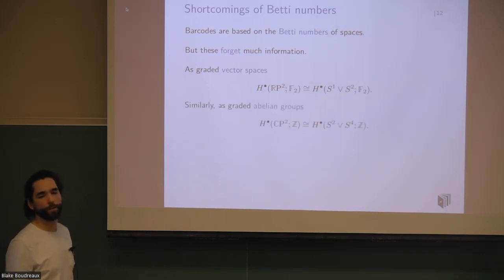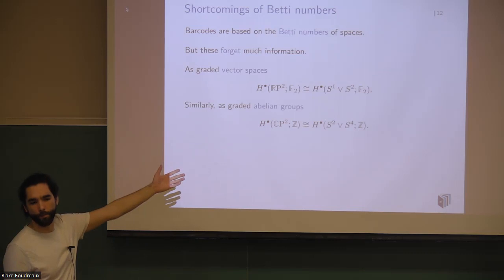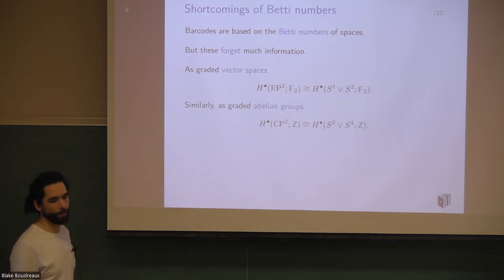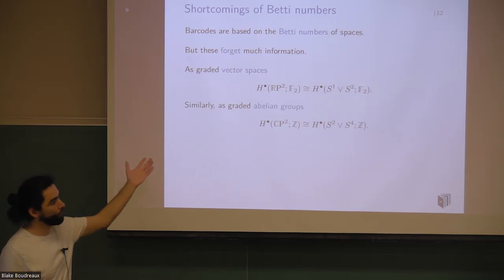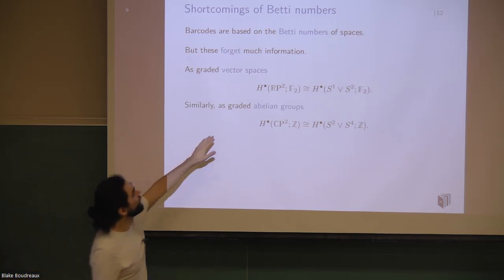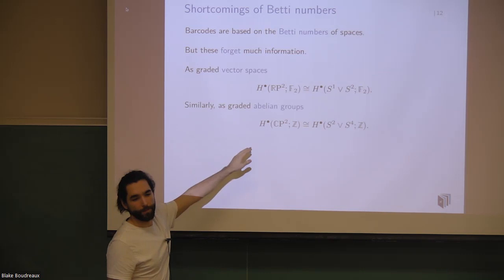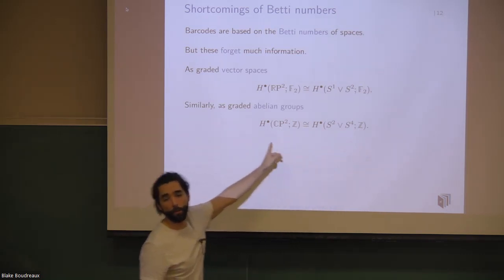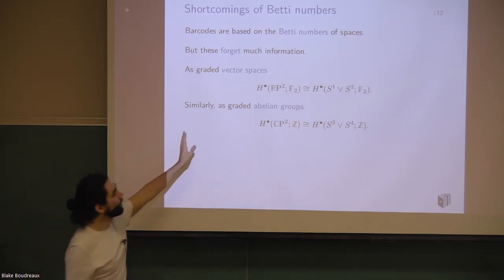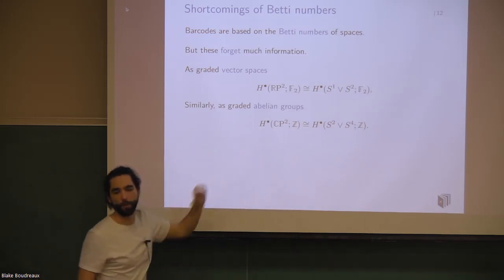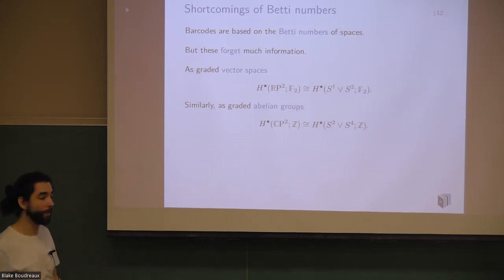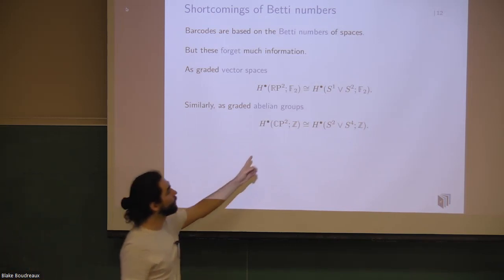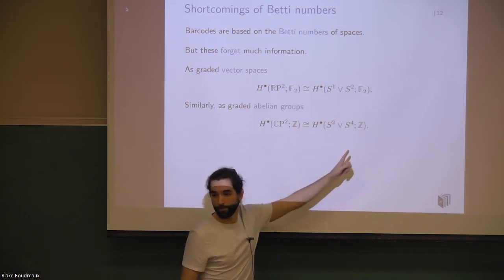You might say, oh, that's because you were looking at mod two coefficients. What if you consider integral coefficients? Yes, integral coefficients would be sufficient to distinguish those two spaces, but then I will change the space. And I'll say, well, look at the complex projective plane and the wedge of a two and a four sphere. Now, with any coefficients, if you just look at the graded abelian groups, you won't be able to distinguish. And then you have taken topology and said, well, cohomology has more structure. These are rings. And you would be right. If we look at the ring structure, it's different.